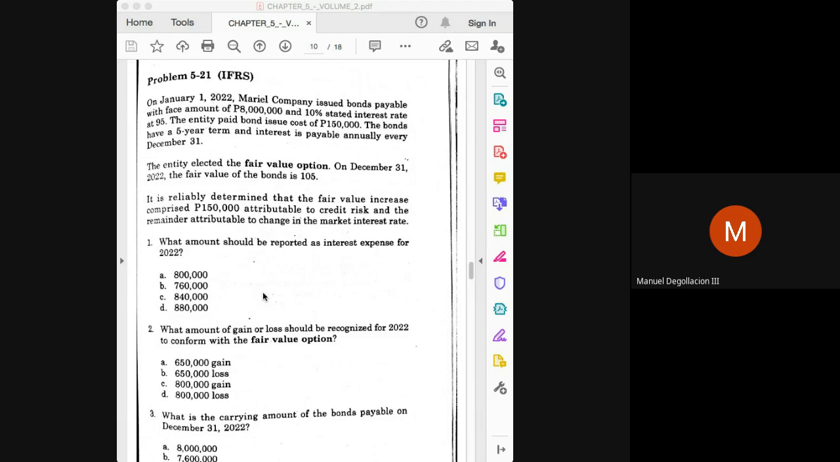What amount of gain or loss should be recognized for 2022 to conform with the fair value option? Okay, it was issued on January 1, 2022 class at 95. So that should give us the fair value as of that date, because that's the price it was being sold on that date. Okay, so get 95% of 8 million, I think that would be 7,600,000.